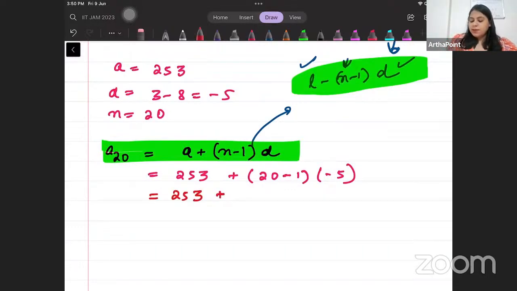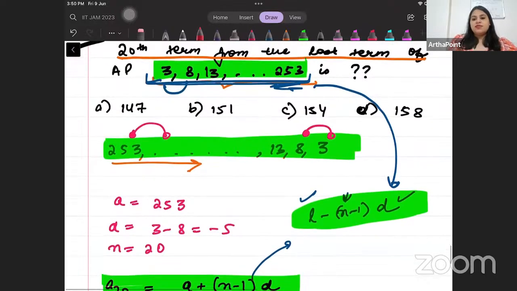So beta, solve this. 253 plus 19 into minus 5. So 253 minus 95. So this will be 158. So the 20th term from the last will be 158. That's the answer to this question. Right? Okay.